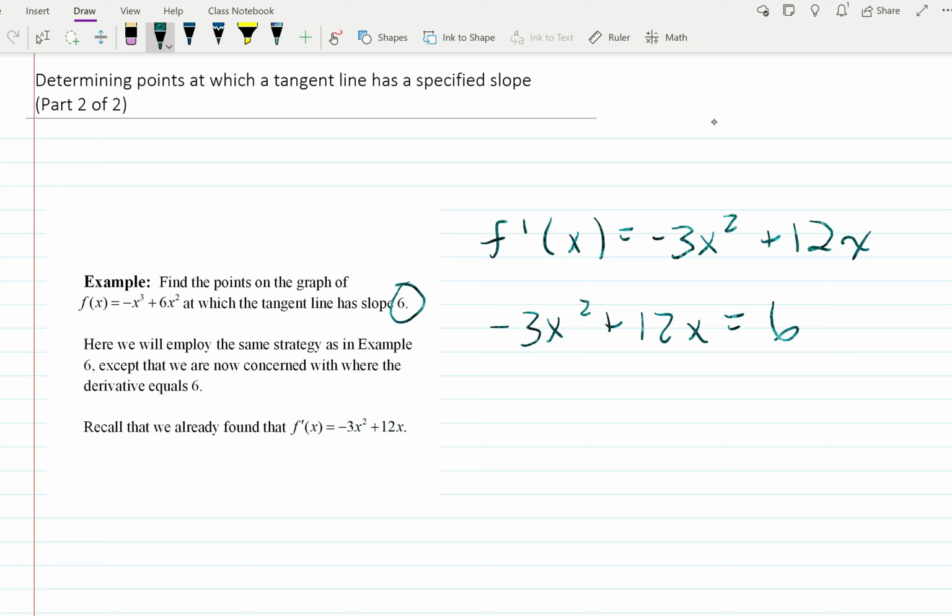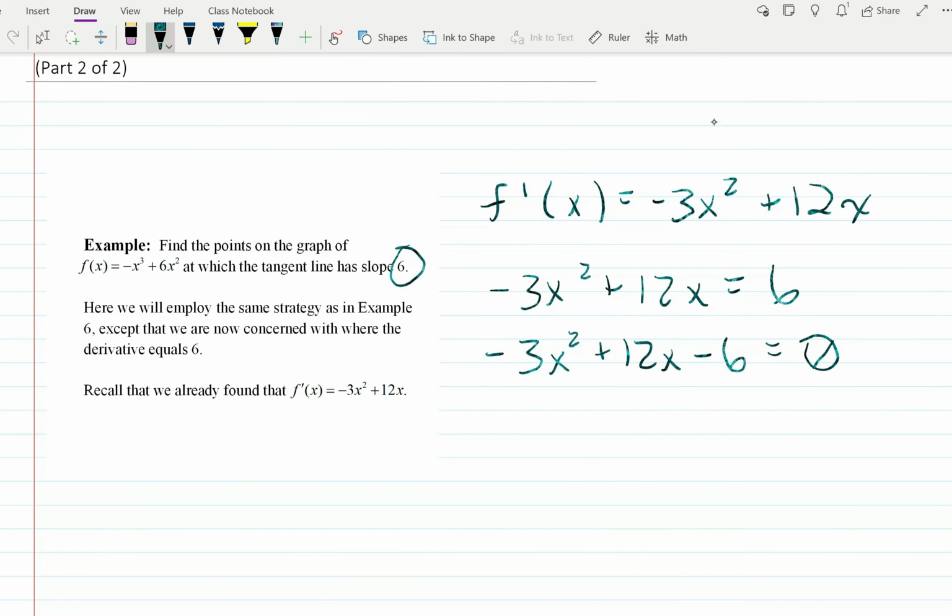To solve a quadratic equation, we should put it in standard form, meaning let's move that 6 over to the left side of the equal sign. So negative 3x squared plus 12x, and to do that, you subtract 6 from both sides. And now it's in standard form. So here it looks like we can maybe divide everything by negative 3.